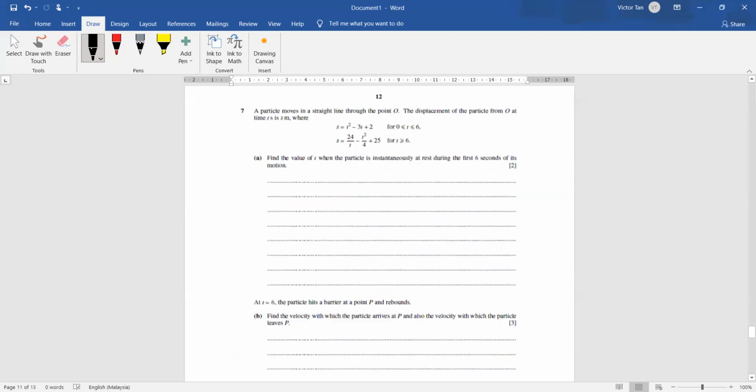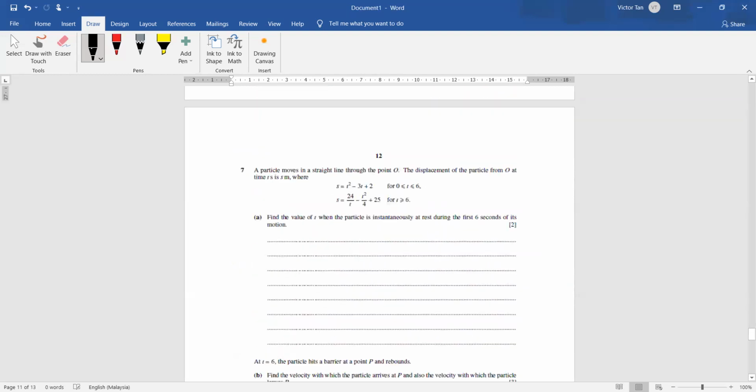Okay. Kinematics formula, integration and differentiation. The particle moves in a straight line through the point O. The displacement of the particle from O at time t seconds is s meters, where s equals t squared minus 3t plus 2 between 0 and 6 seconds, and s equals 24 over t minus t squared over 4 plus 25 for t larger than or equal to 6. Find the value of t when the particle is instantaneously at rest during the first 6 seconds.